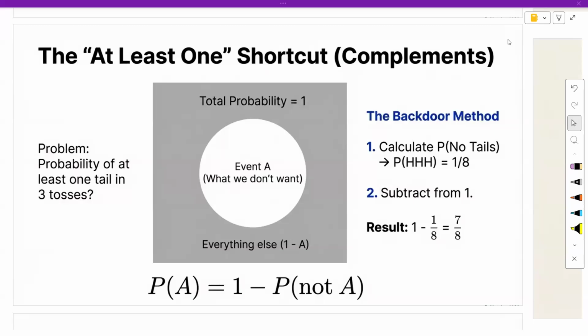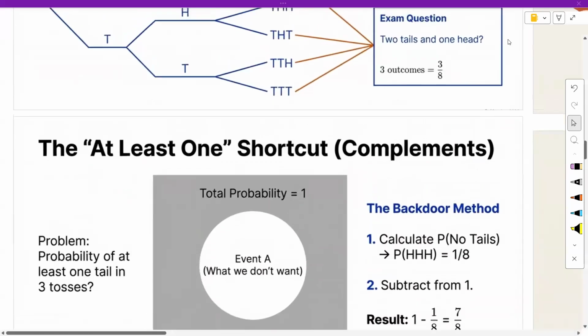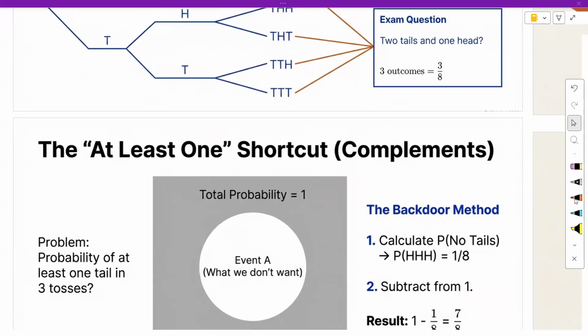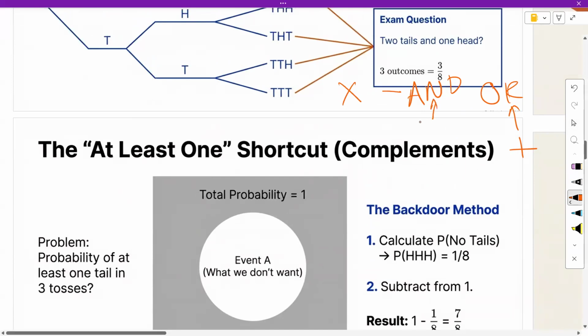Yes, in the last class we discussed the AND rule and the OR rule. So there are two rules. The AND rule is for multiplication, and the OR rule is for addition. This is actually sequential, so we apply the AND rule for a sequence.